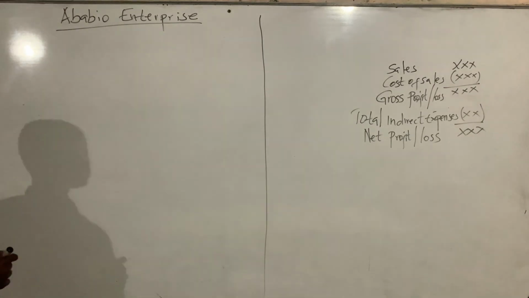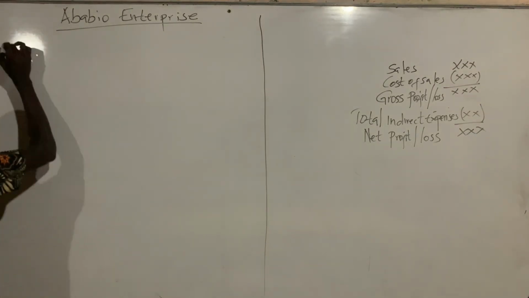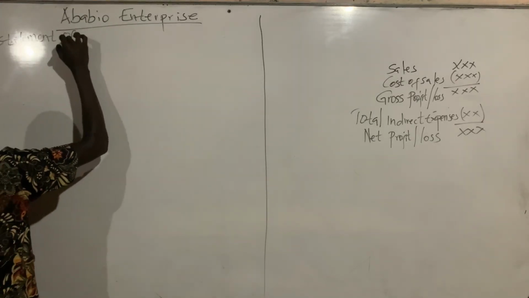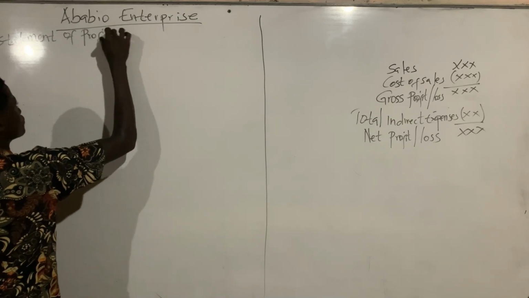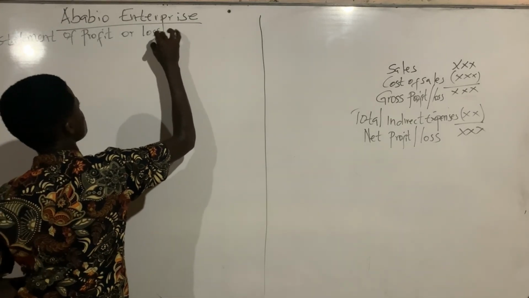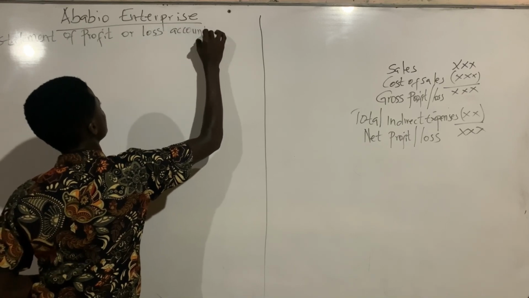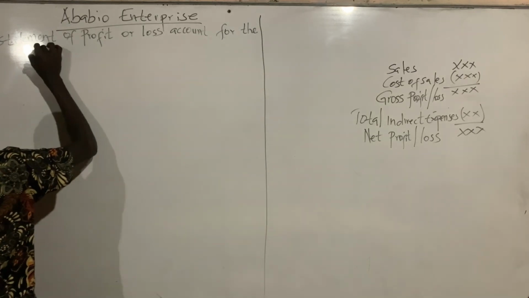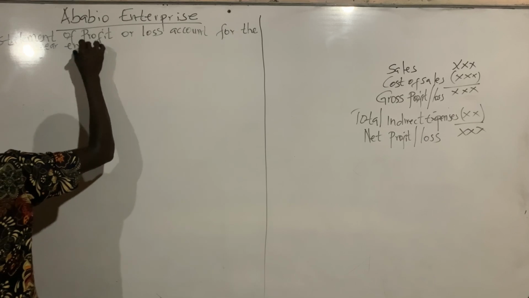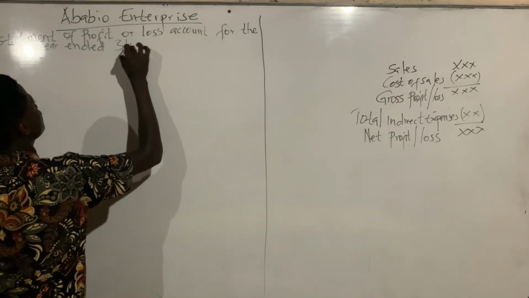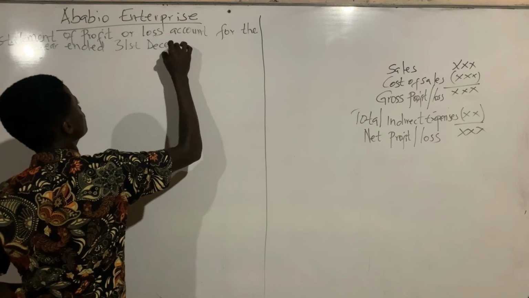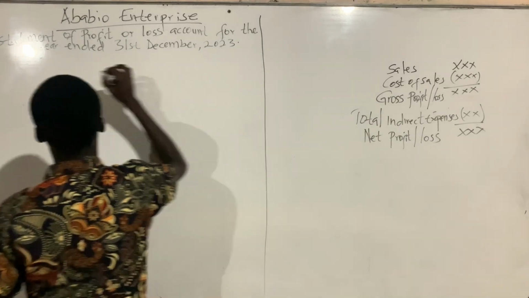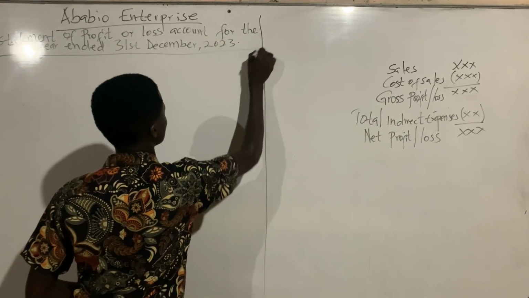Then after that, you state what you are preparing. So we will write a statement of profit or loss account for the year ended 31st December 2023, and you will underline this as well.